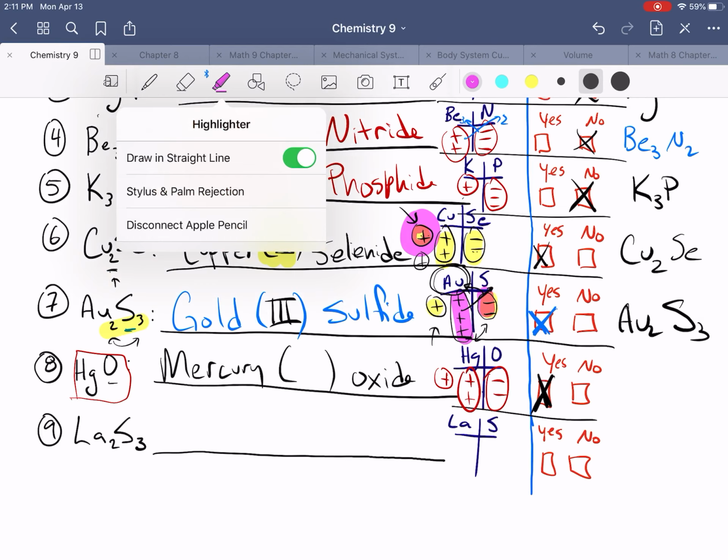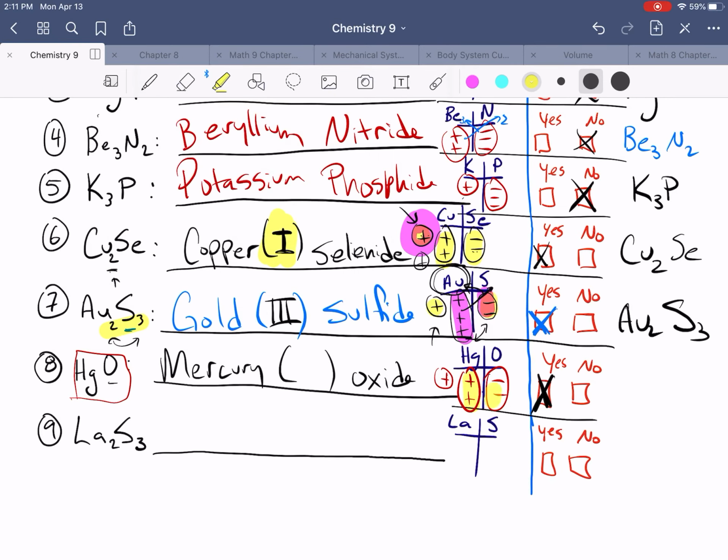So when I look over here and I look at this 2 and this 2, I notice that they're totally balanced. And so that means that I had to use this one right here, this 2+, to balance the 2 in order for there to be no numbers. So I have to write the Roman numeral 2 in between mercury and oxide. So that's how I solved it.